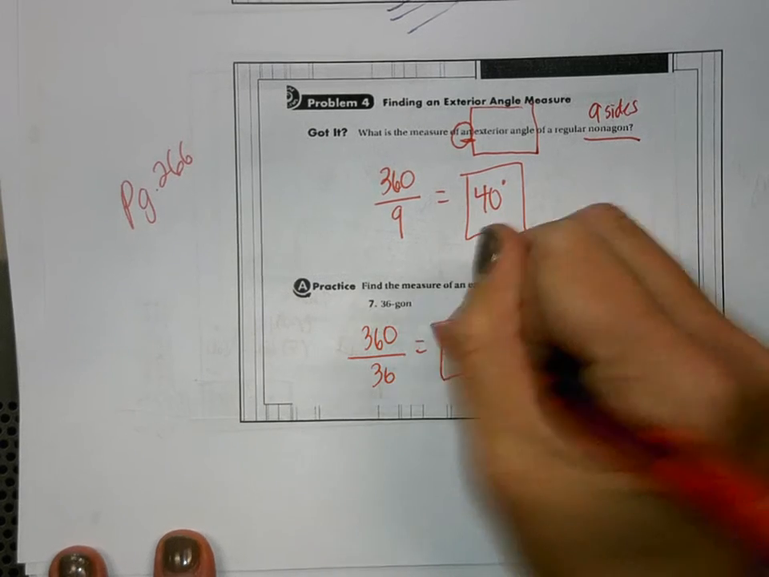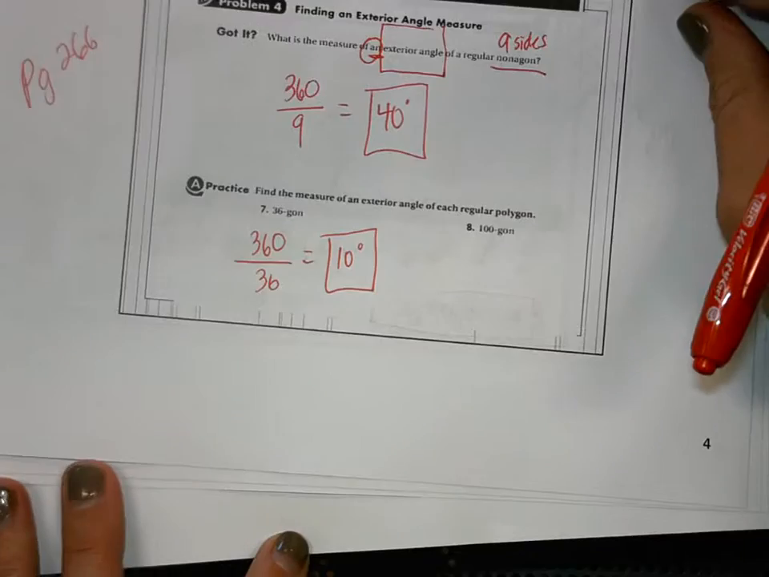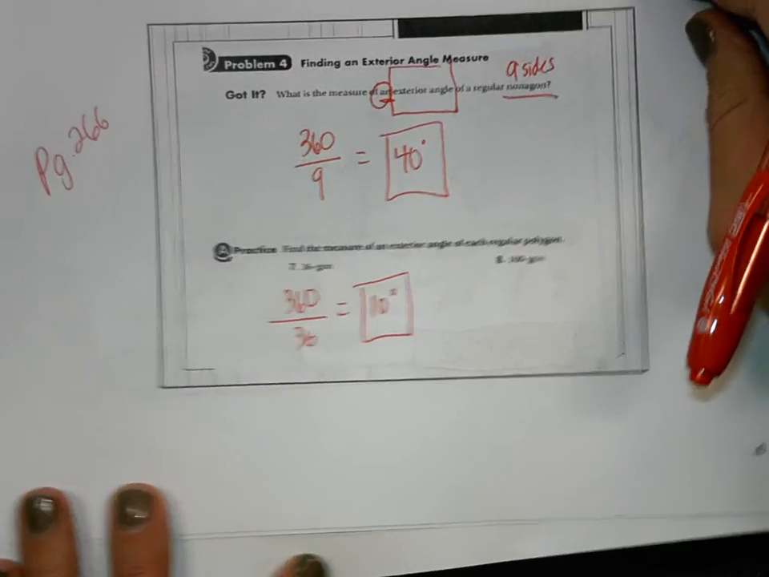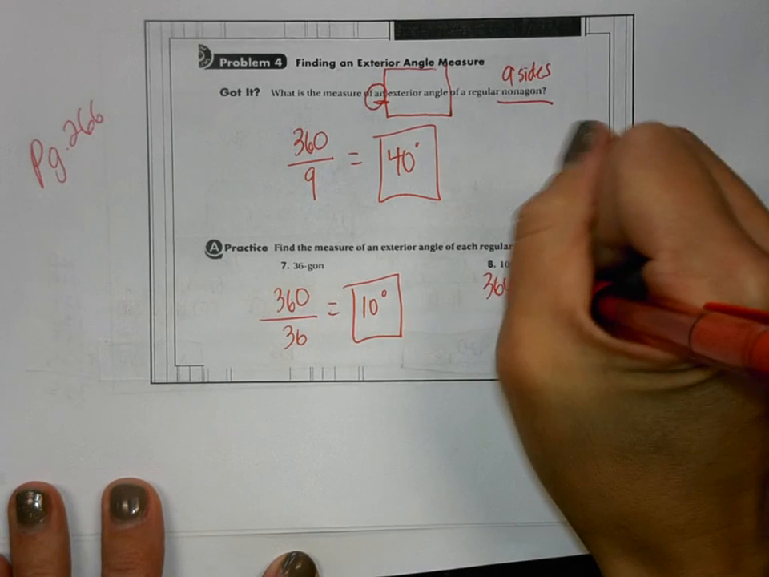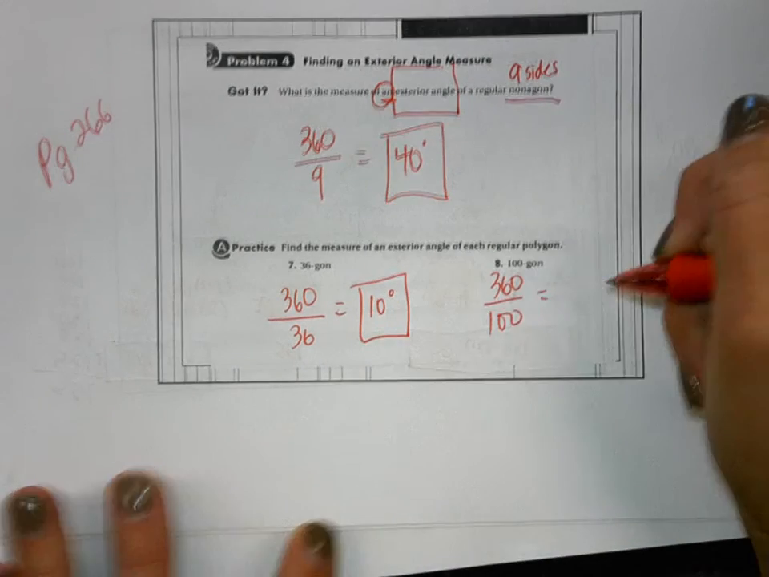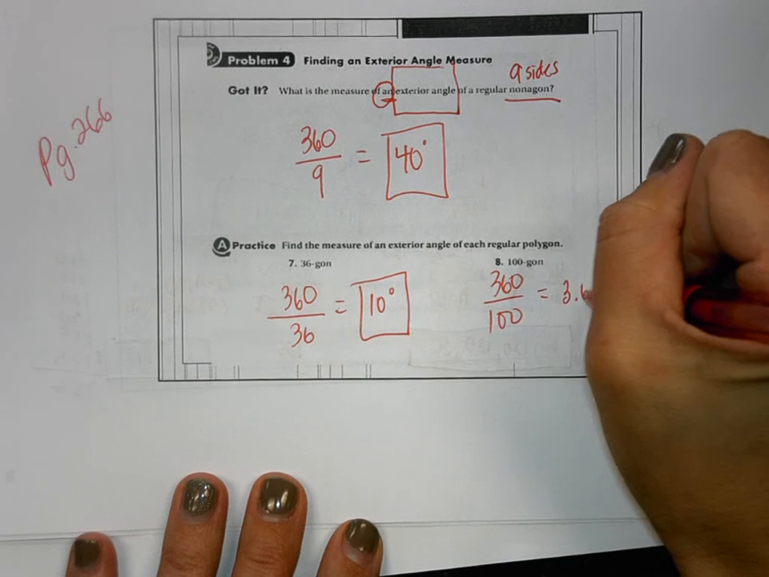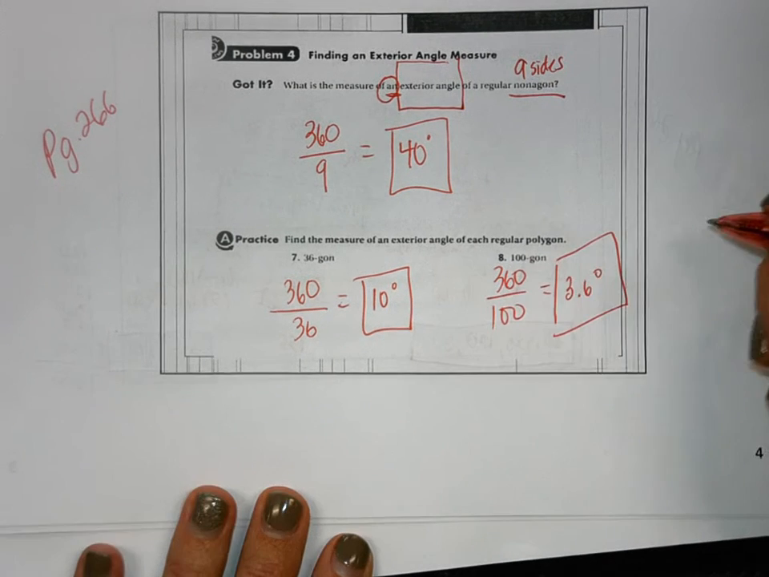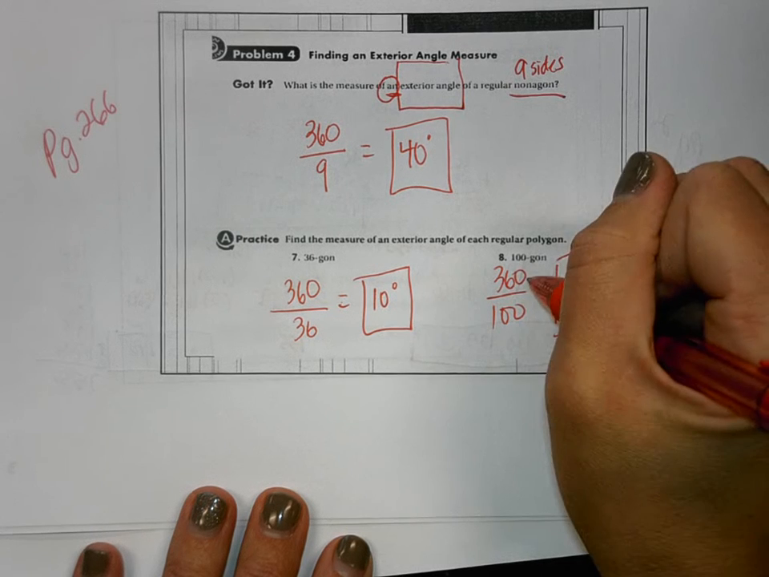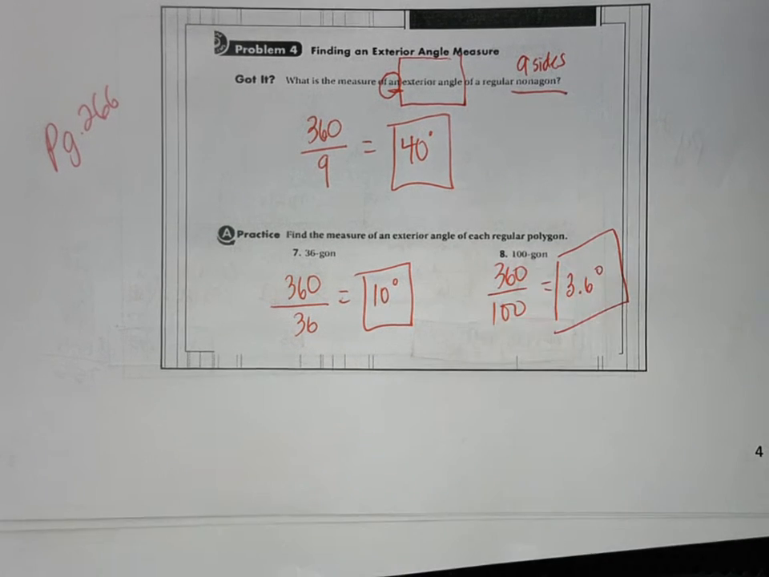What will we do on number 8? 360 divided by 100, and that reduces to 3.6 degrees. Okay, you'd move the decimal here 2 times for 100. It's 2 tens. Okay. All right, we're going to do a couple lesson check problems here.